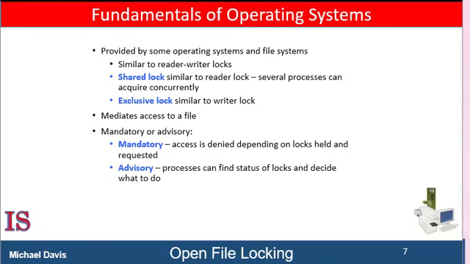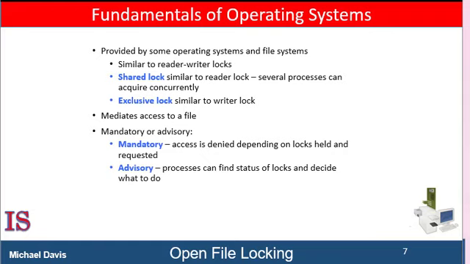A shared lock is like a reader lock in that several processes can acquire the lock concurrently. On the other hand, an exclusive lock behaves like a writer lock. Only one process at a time can acquire such a lock. It's important to note that not all operating systems provide both types of locks. Some systems provide only exclusive file locking.